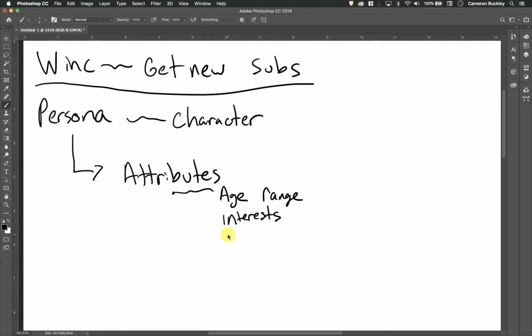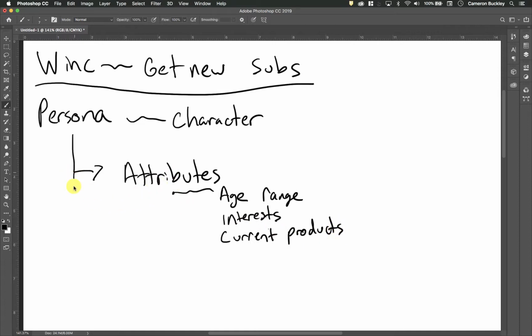Their attributes might also include their currently existing subscriptions. So if we're trying to get someone to resubscribe, what are they currently subscribed to? Or, for instance, if we're making a new social media platform, what are they currently using? So I'm just going to call this their current products. Okay, so we're really thinking about the customer's attributes.